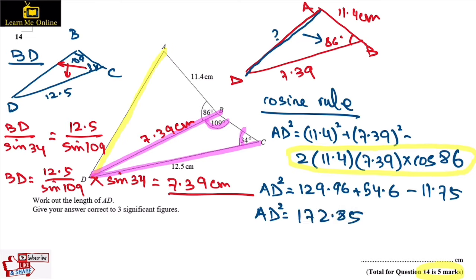Here, what students commonly do is leave this as the answer, but you're finding the length of AD and this is AD squared. So you do the square root to get rid of the square from the other side, which is the square root of 172.85. And the length of AD would be 13.1 centimeters.